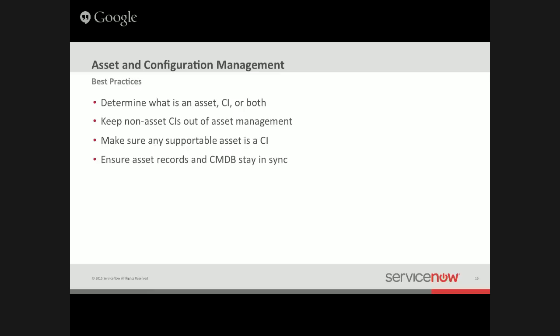slide, that deciding slide that I had earlier. Do we need to track financial or contractual information about this item? If so, then we need an asset record for it. Do we need to track operational or logistical or relationship information? Are we going to open up tasks against these items? Then we need a CI. And if it's true for both, then it's true for both. And then you can set up your model categories to support that.